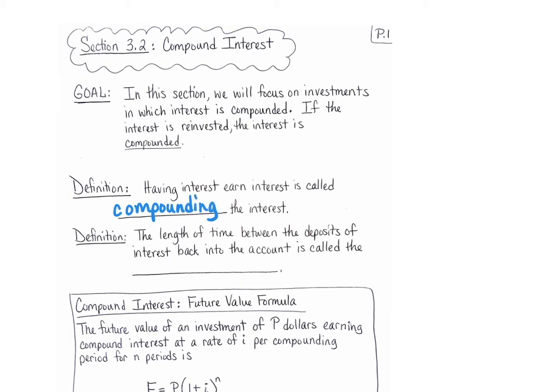Another definition: the length of time between the deposits of interest back into the account is called the compounding period. That's called the compounding period.